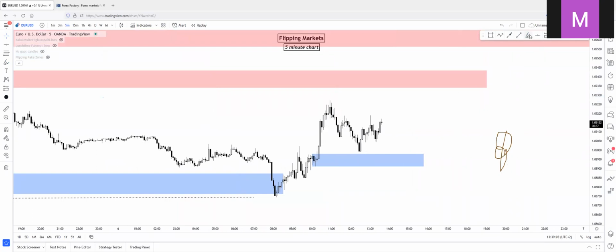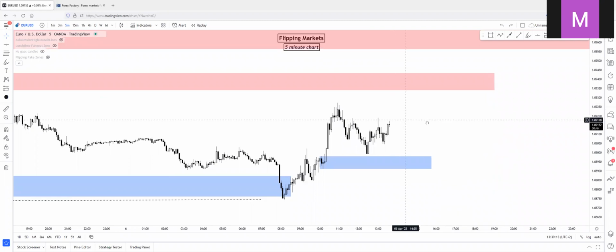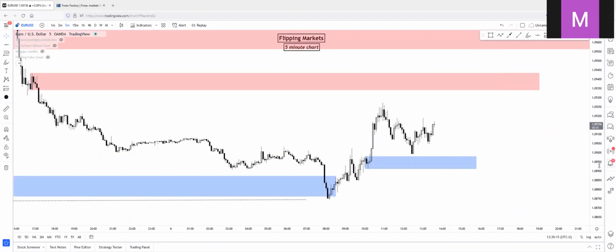Can you just remove this brown drawing from here, please? I don't know who drew it. All right, I'll just remove it myself. Clear all drawings, perfect. So, switch to the 5-minute chart.